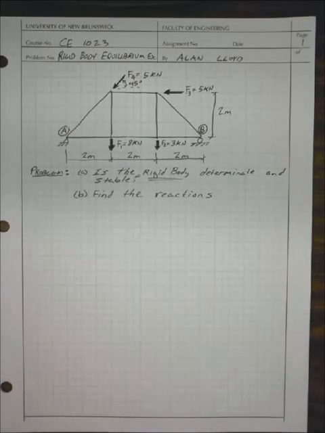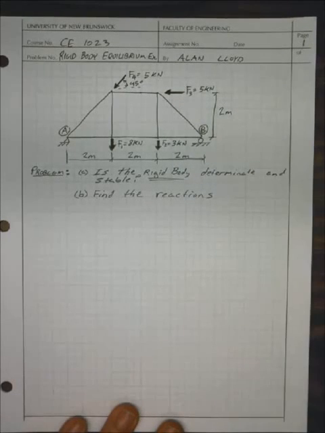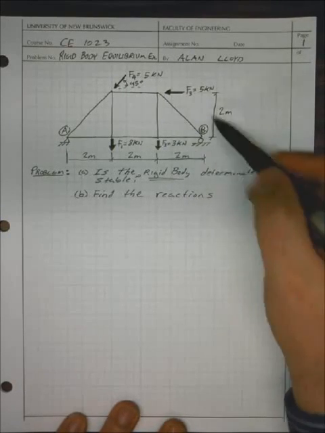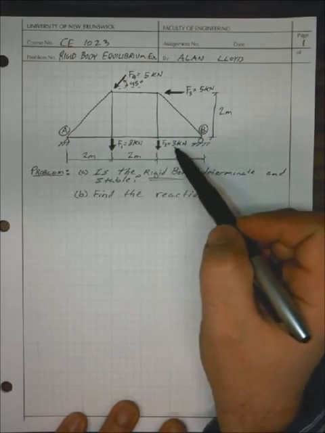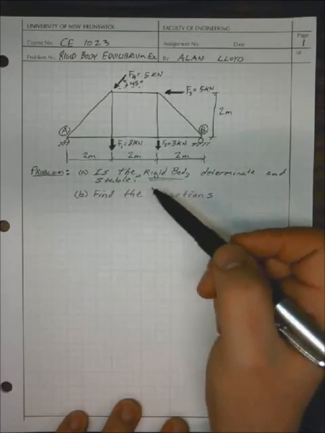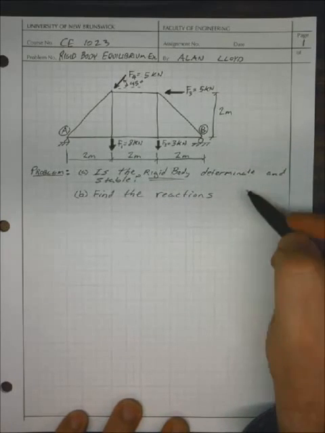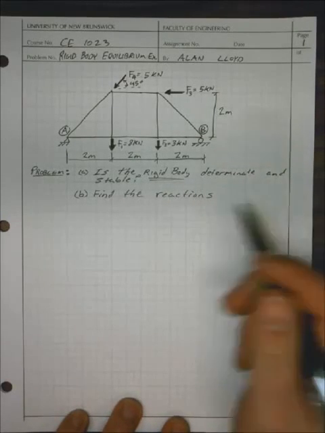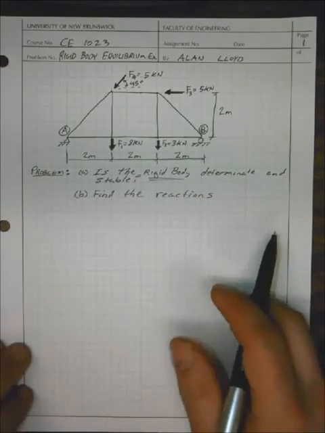In this problem, we're going to be looking at rigid body equilibrium. And by rigid body, we mean that although we've drawn somewhat of a truss here, we're not considering any of the internal forces or the internal stability or determinacy of this truss. Rather, we're looking at it as a single object that is rigid, and we're trying to determine the reactions. Part A of this problem is determining whether it's determinate and stable. Part B is find the reactions at A and B.